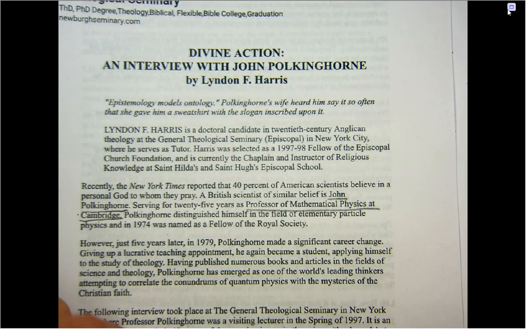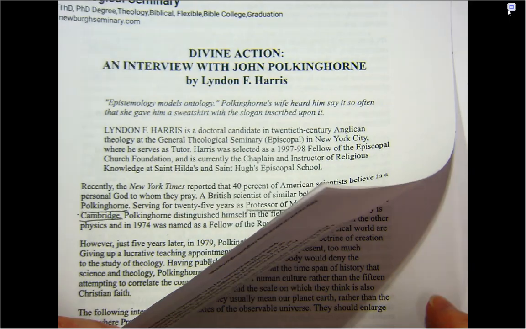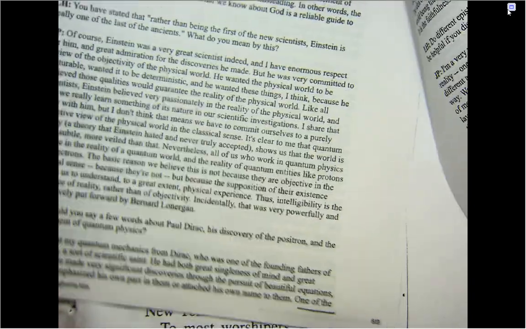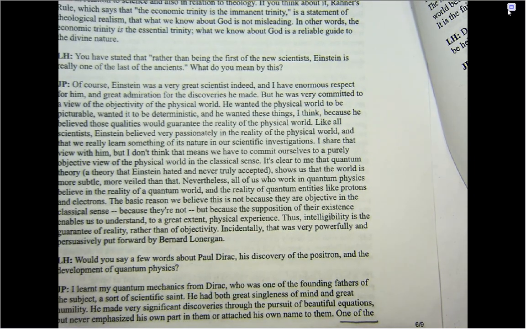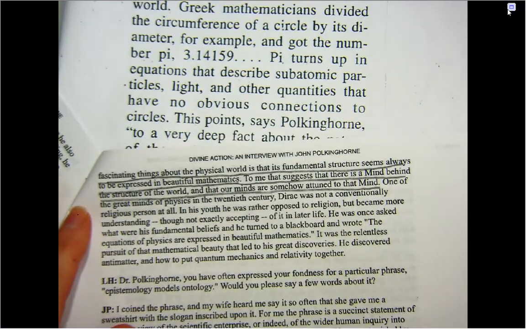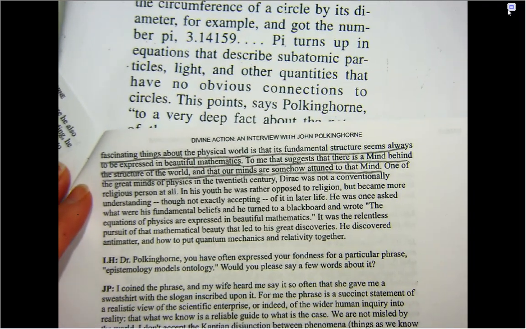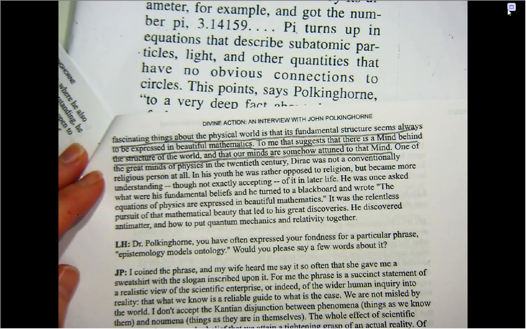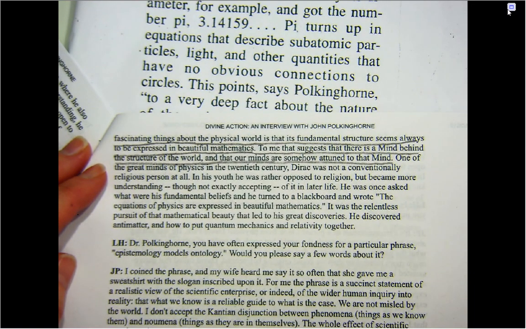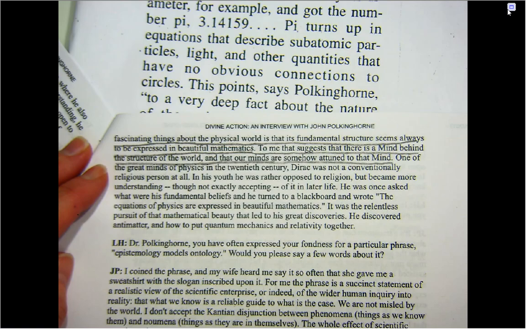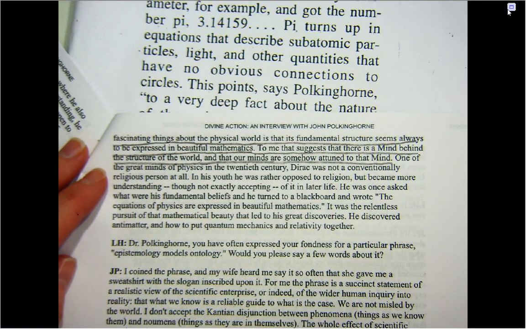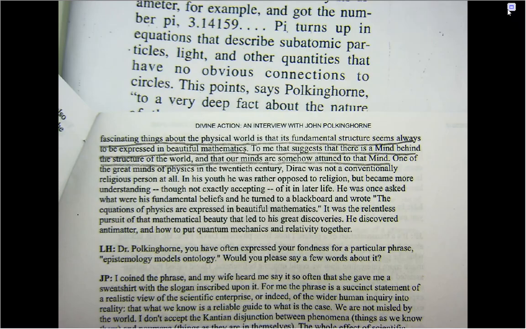One of the things that he said about mathematics resonated with me. He said at the very bottom of the page here, one of the fascinating things about the physical world is that its fundamental structure seems always to be expressed in beautiful mathematics. To me, that suggests that there is a mind behind the structure of the world and that our minds are somehow attuned to that mind. And he puts a capital Mind because he's thinking of God.